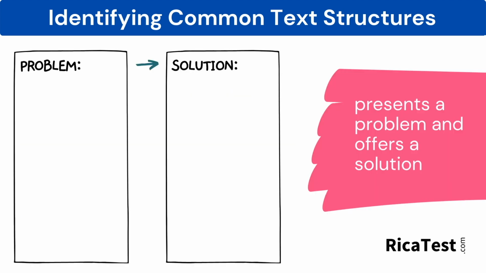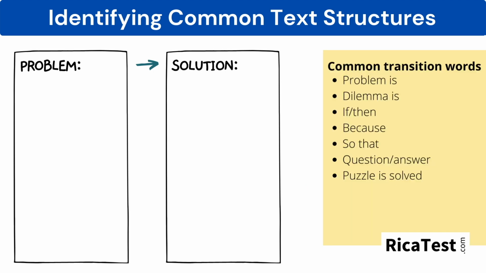The problem and solution structure presents a problem and later offers a solution or explanation. Common transition words here for problem and solution include problem is, dilemma is, if then, because, so that, question and answer, and puzzle is solved.